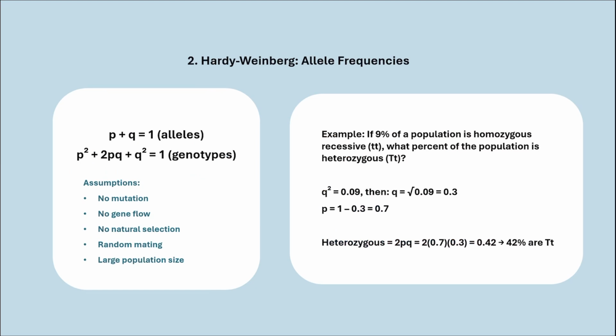Now let's do a quick example. If 9% of the population is homozygous recessive, what percent of the population is heterozygous? So since q squared we know is 9%, q will equal 0.3. And since p plus q equals 1, p is 0.7, and heterozygous is 2pq, so we will get 42% are heterozygous.